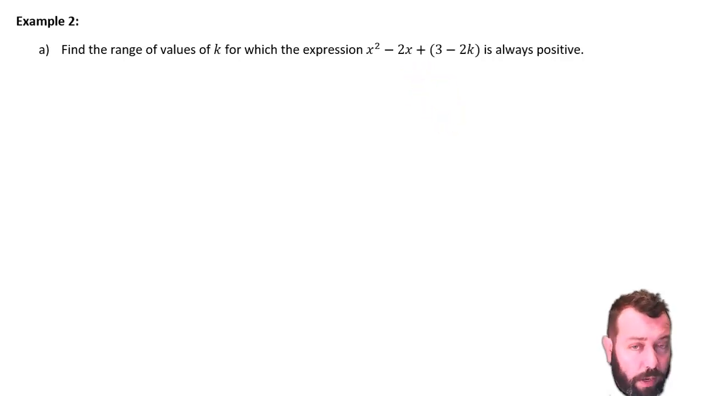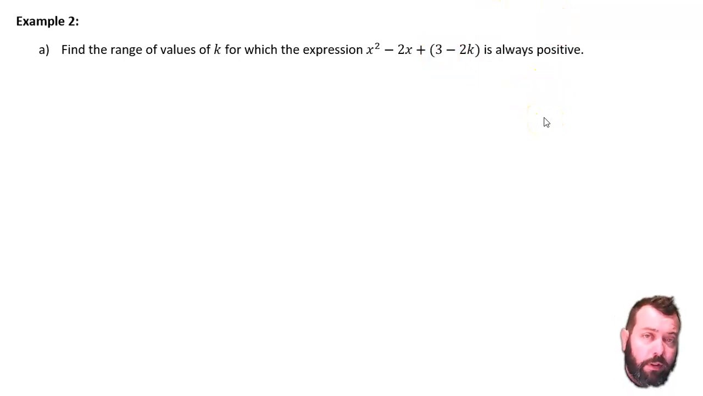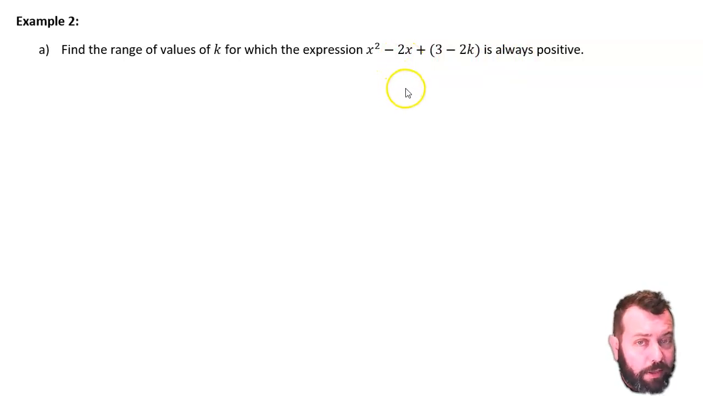Well, thinking back to our work on quadratics, we are looking for this description here. Always positive means positive definite. That is, the discriminant is less than 0, so it has no roots. It doesn't cross the x-axis, and a, the coefficient of the x squared term, is positive. So the positive part is fine. To be positive definite, I need my discriminant, that's b squared minus 4ac, to be less than 0.